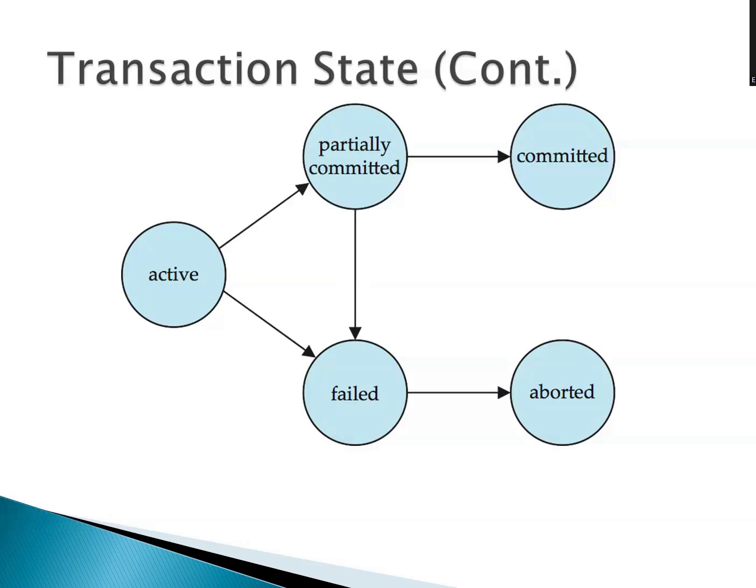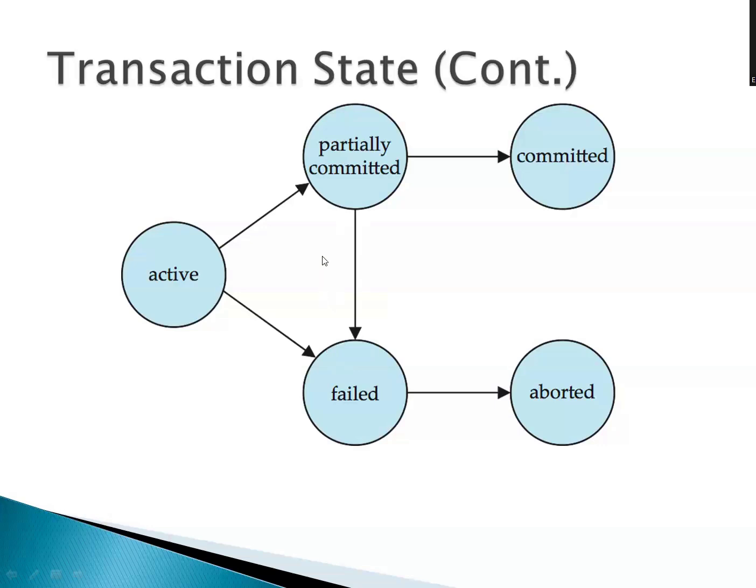Initially active. This is the initial state where the transaction is executing. Partially committed is the state reached after the final statement of the transaction has been executed. And then failed, this state is entered after the discovery that normal execution can no longer proceed, possibly due to an error. So in case of error, it will move to the failed state.